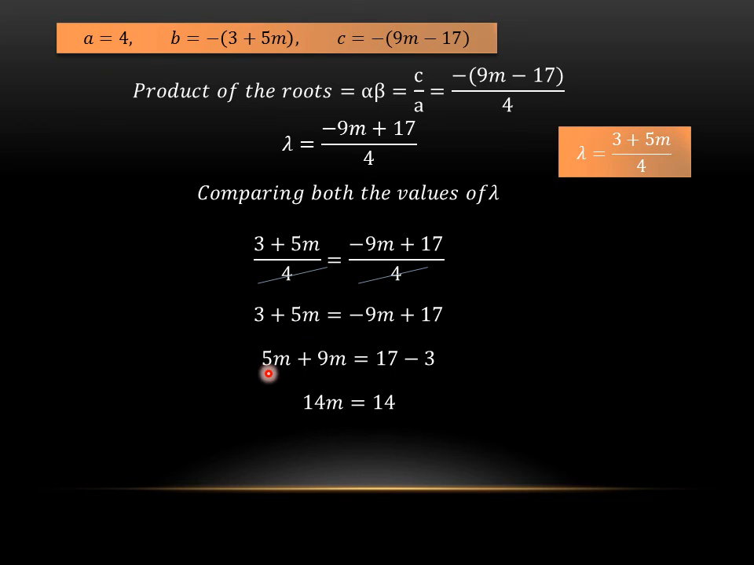Plus 5m will remain here. This minus 9m will become plus 9m, and this plus 3 will become minus 3 to the other side of the equation. 5 plus 9 will become 14, and the variable will remain the same. 17 minus 3 will become 14. Cancelling 14 with 14, we will get the answer of m, which is equal to 1.